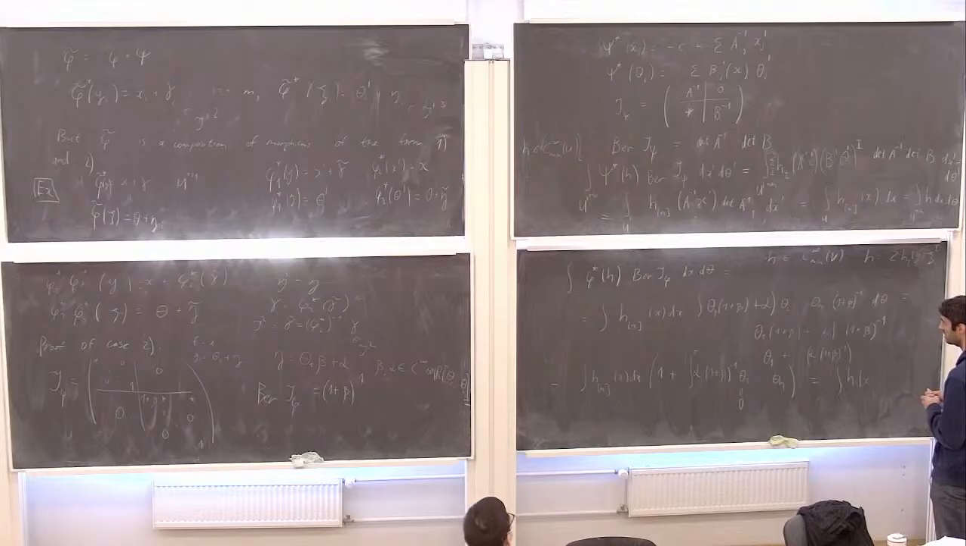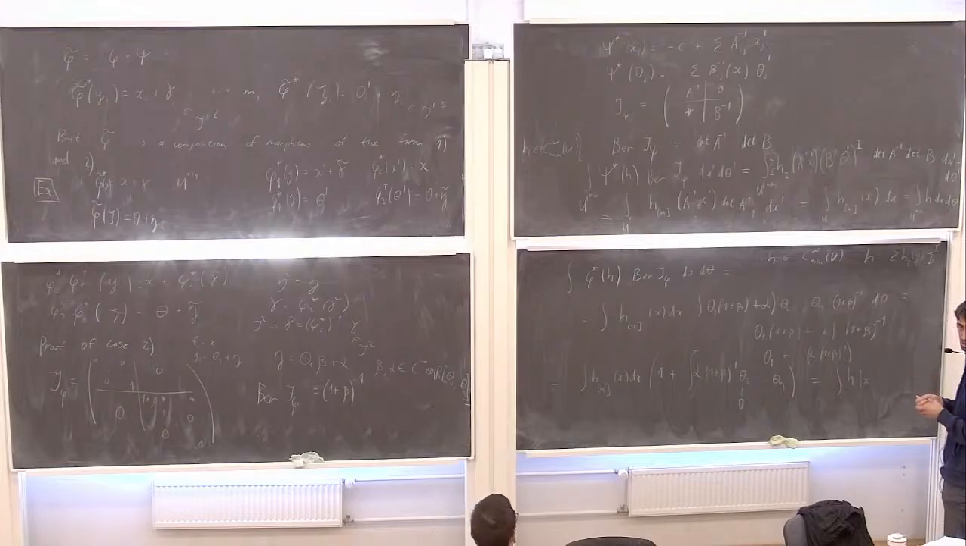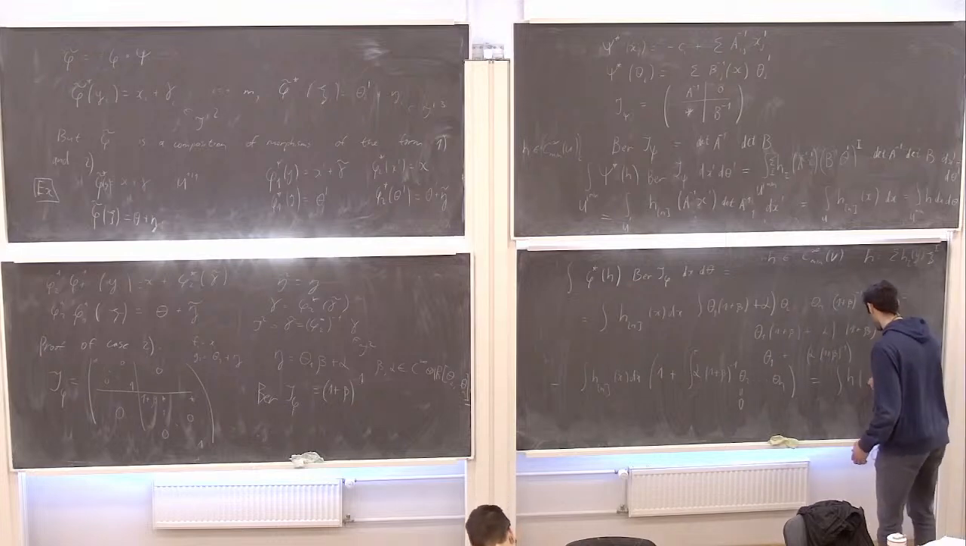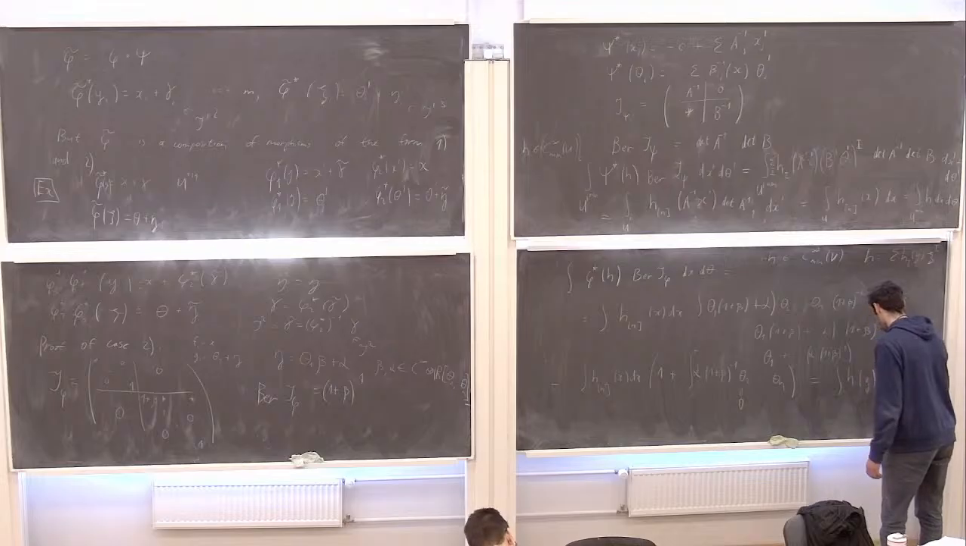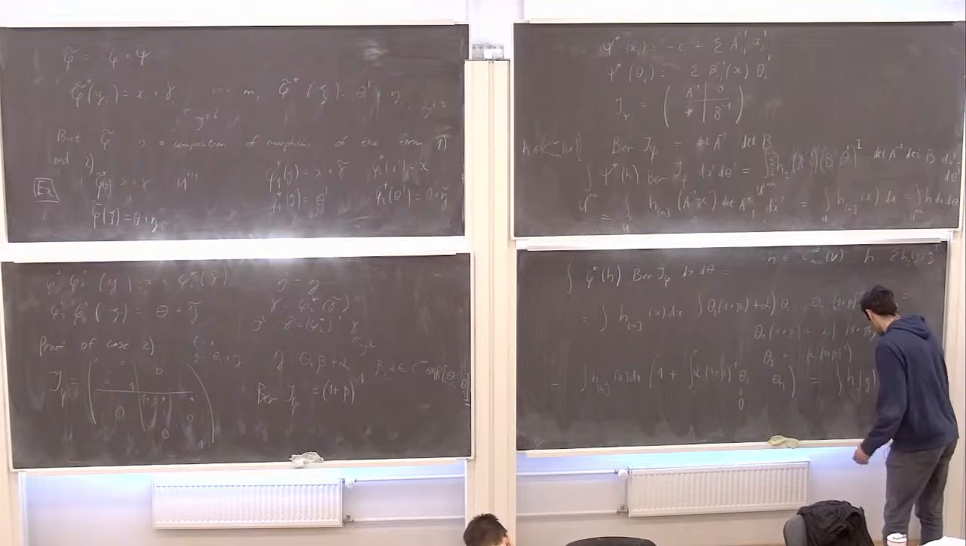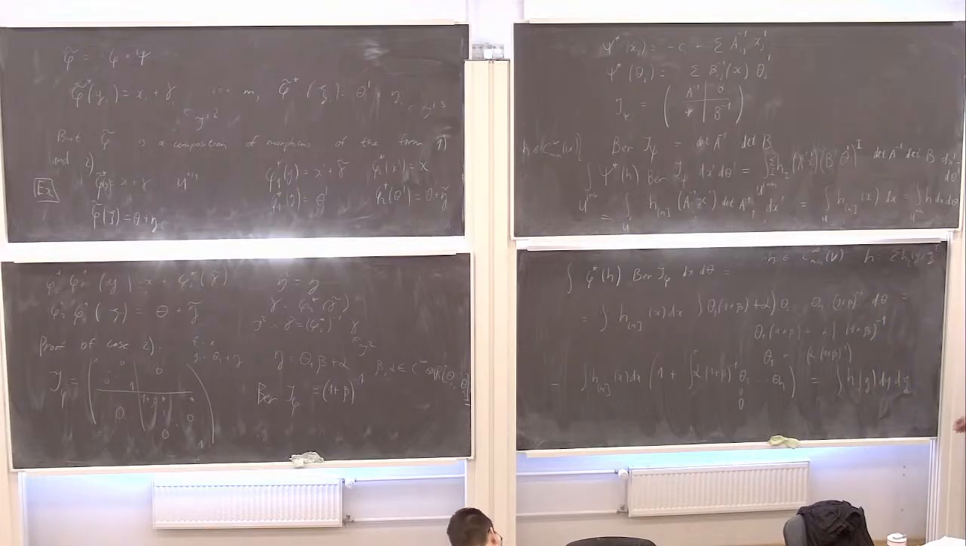So here x and y are the same thing, right? Because of case 2, x and y are the same variables. So this is really h_n of y dy. But I can write this as dy d psi, and I'm done. So this is the proof for case 2.